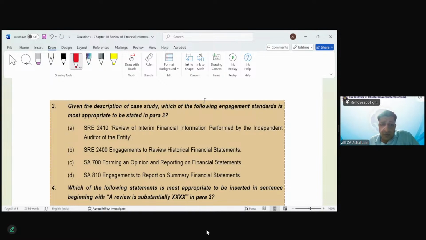SRE 2410, SRE 2400, SA 700 because it's a report, SA 810 because it's an engagement on summary financial statements. Tell me quickly. A, sir. 2410 interim. Option A. Why A? Because it's about review of interim financial information. Yes, sir.